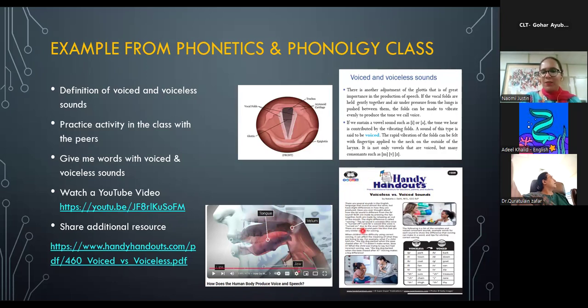So let's see if we are able to grasp this much information and how a practice activity can work for us. If somebody has been able to read the slides, voice sounds are those sounds in which there is vibration. I'll just demonstrate how we can do that. One way could be explaining to my students that voice sounds are those in which, when you produce them, there is vibration in your vocal folds, and voiceless sounds are those in which there's no vibration.